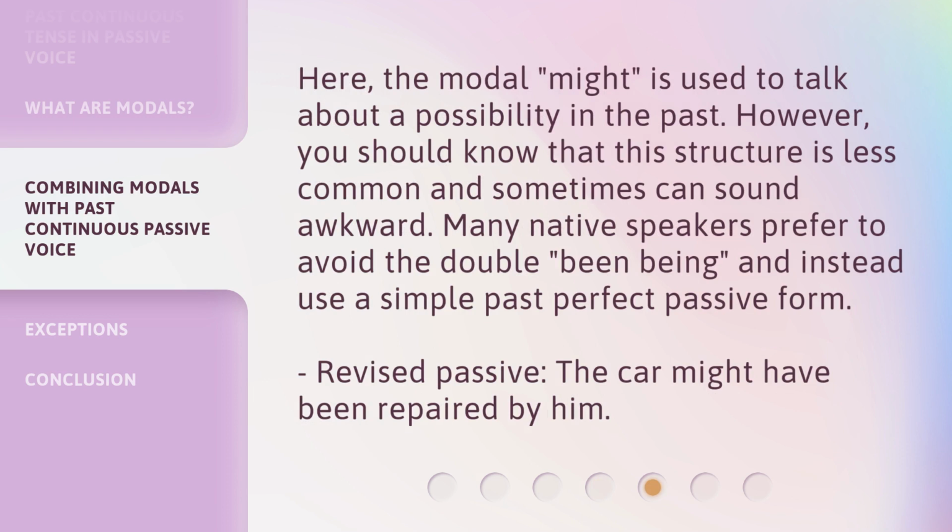Here, the modal, might, is used to talk about a possibility in the past. However, you should know that this structure is less common and sometimes can sound awkward. Many native speakers prefer to avoid the double, been being, and instead use a simple past perfect passive form. Revised passive, the car might have been repaired by him.